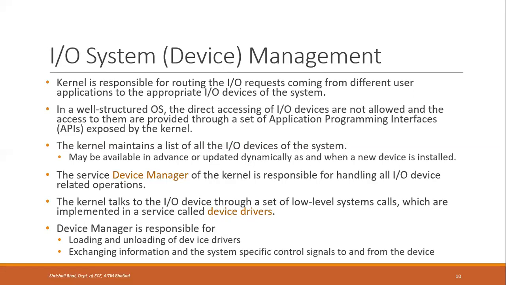The kernel maintains a list of all the IO devices of the system. There are different methods of creating this list. In some cases, you can have in advance a list of IO devices that may be connected in future. Whenever you boot, it gets a list of all the IO devices that it can support. That is one way of having all the IO devices listed in advance. The other one is to dynamically update the list of devices as and when a new device is installed. Only when it is installed does it get added to the list. So that is one way.